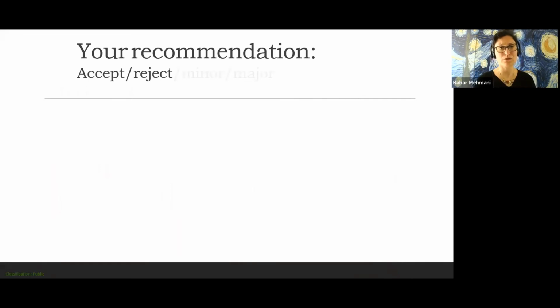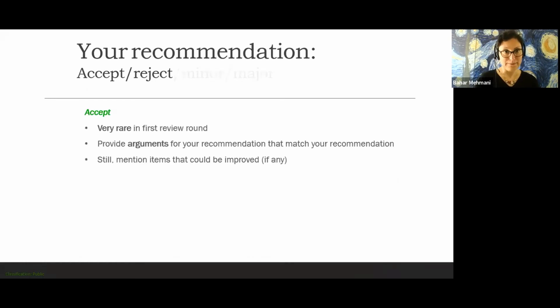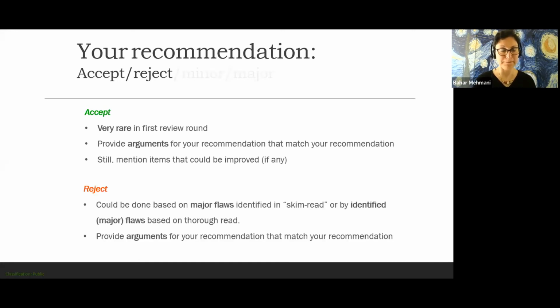Now, you're also asked to choose from a decision term: accept, reject, minor, or major. If you choose accept, which is rarely the case, make sure you provide an argument and try to also mention something that still can be improved, if any. If you choose reject, make sure, again, you have a good argument. And it can be that you have, even through a skim read, found a major flaw. Please make sure that you're pointing it out, at least in the confidential comment to the editor.